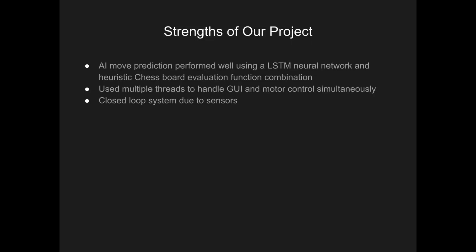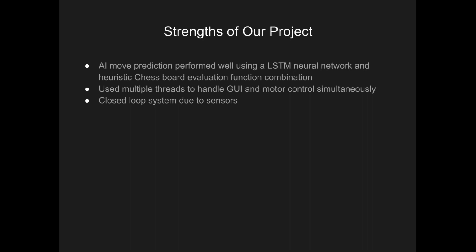Some of the strengths of our project include that the AI move prediction function performs well using the LSTM neural network and heuristic evaluation function combination, which is different from most chess AIs which use reinforcement learning. On top of that, we had a closed-loop system due to having the Hall effect sensors, and we were also able to control both the GUI and motor simultaneously due to the use of threading.